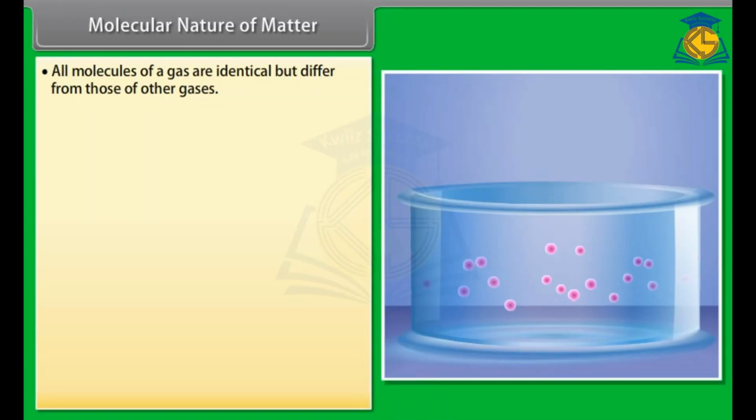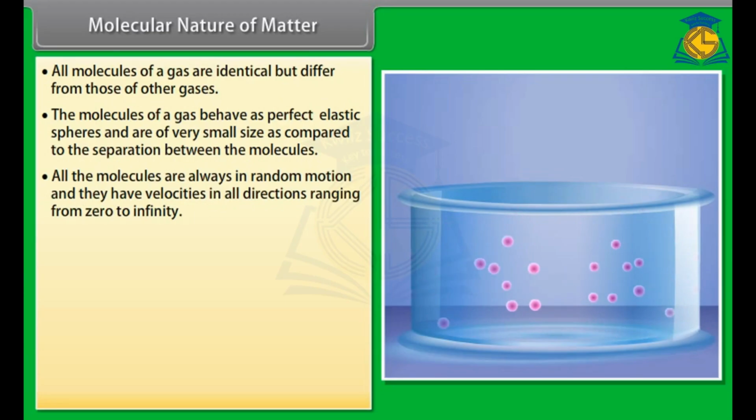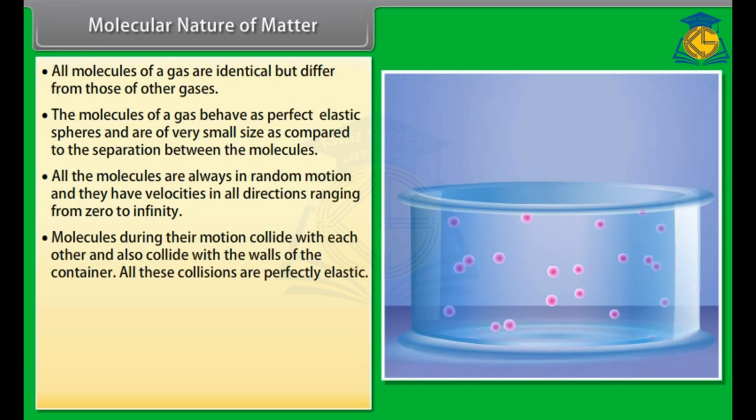Molecular nature of matter. All molecules of a gas are identical but differ from those of other gases. The molecules of a gas behave as perfect elastic spheres and are of very small size as compared to the separation between the molecules. All the molecules are always in random motion and they have velocities in all directions ranging from 0 to infinity. Molecules during their motion collide with each other and also collide with the walls of the container.